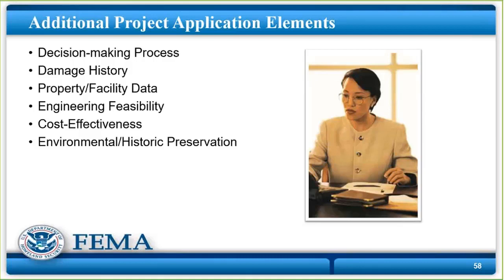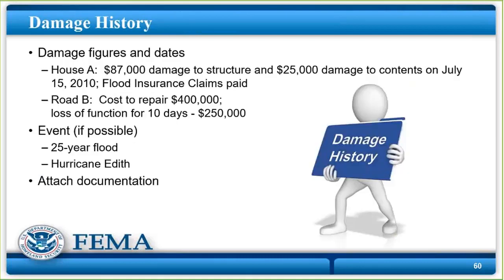We talk about damage history, property and facility data, engineering feasibility, cost effectiveness, and environmental and historic preservation. Damage history is something new that we've not talked about so much. I mentioned it earlier when asking what's the problem you're trying to fix? You've already collected some data. This is what it's talking about. It's super important for some benefit cost analyses, and less important for others, but it helps anyone reviewing the project understand the magnitude of the problem or the repetitiveness of the problem, and that's why you're trying to deal with the issue.